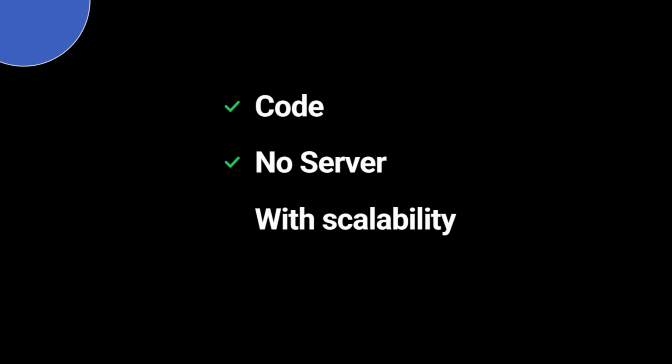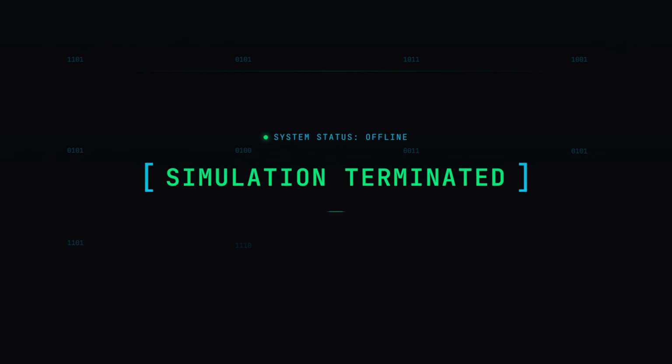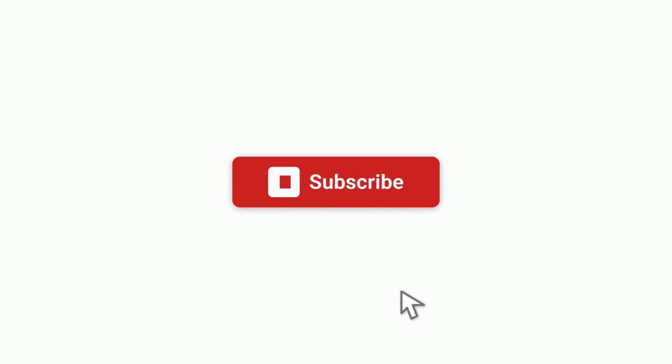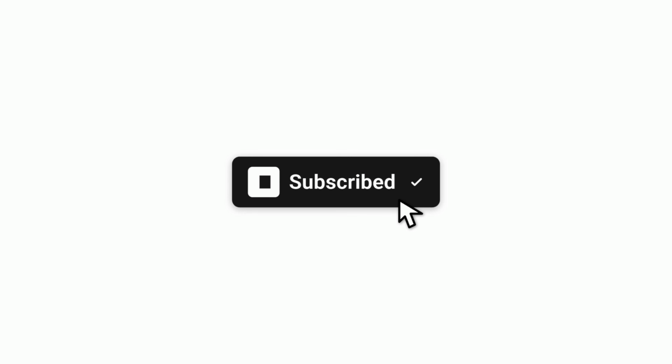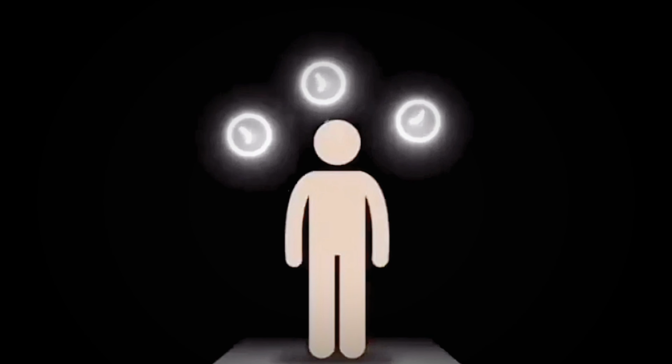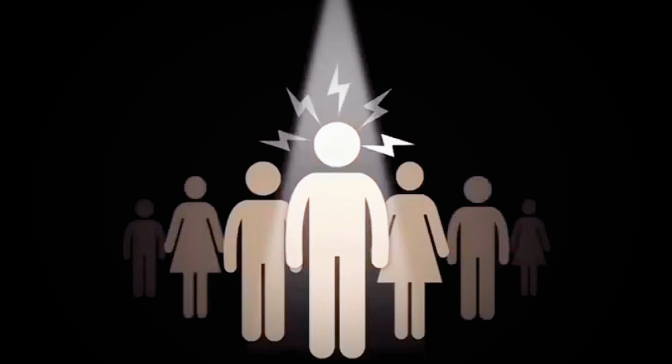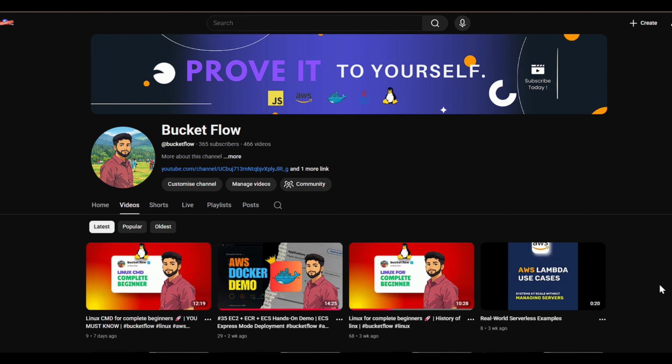Imagine running your code without managing servers, without worrying about scaling up and scaling down, and paying only when your code runs, not 24/7. That's exactly what Amazon AWS Lambda does. In today's video, we'll show how you build, deploy, and run your first serverless function step by step.